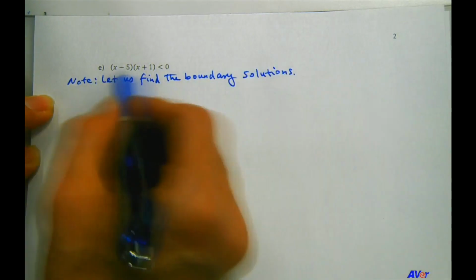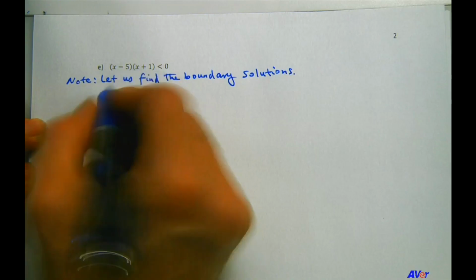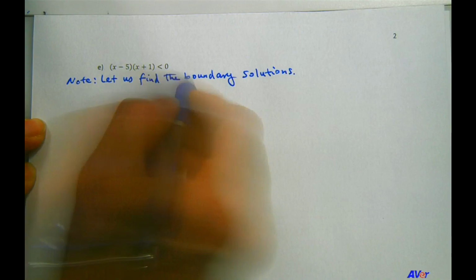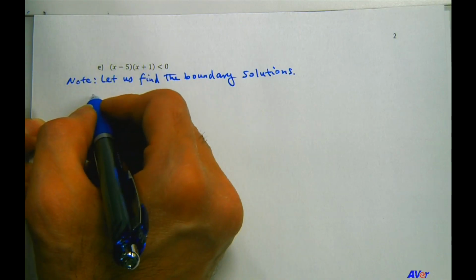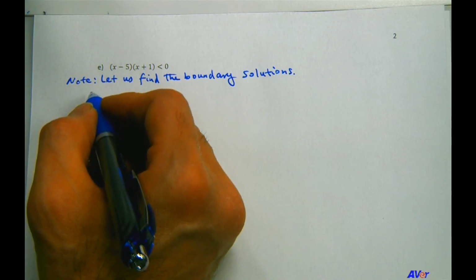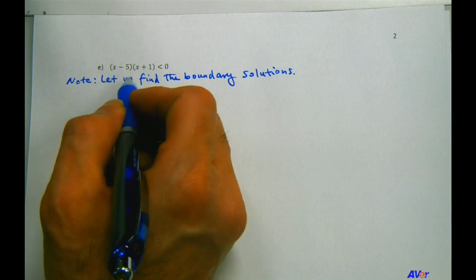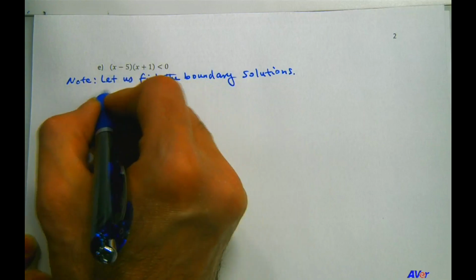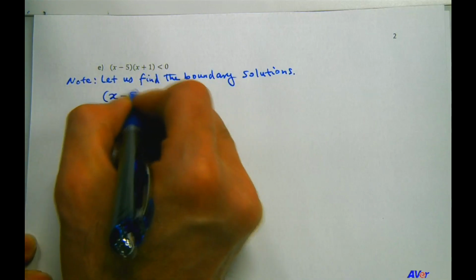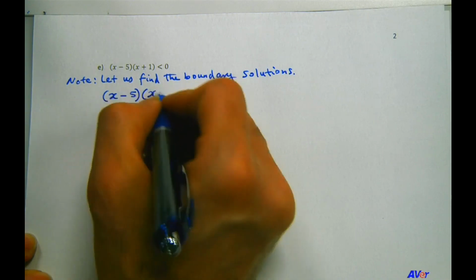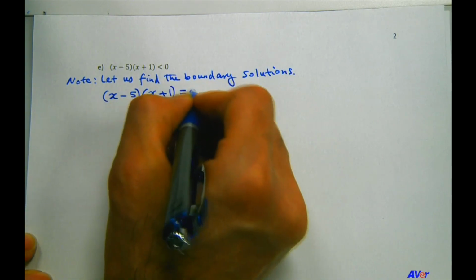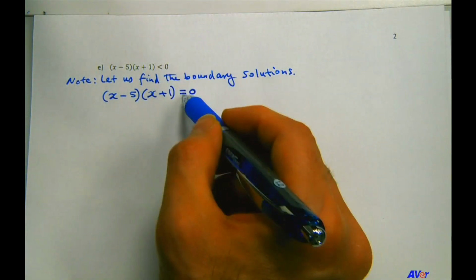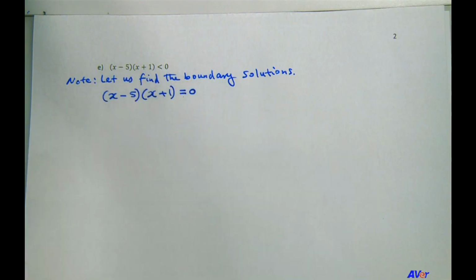In other words, what makes this left side equal to 0? Because we know it cannot be equal to 0, right? But these are boundaries. So the boundaries are nice because we can either include them or exclude them. In this case, we're going to exclude the boundaries because we cannot have the left side equal to 0. So to do that, we say x minus 5 times x plus 1 equals 0. Notice I switched from inequality to equality so that I can find the boundary solutions.